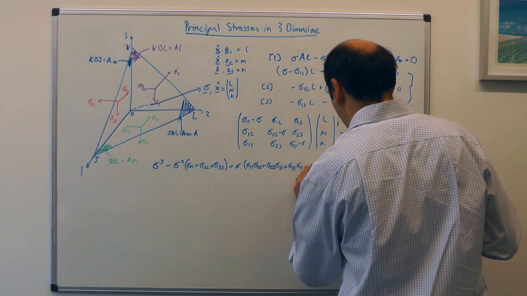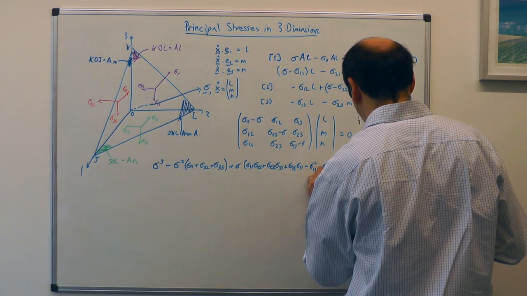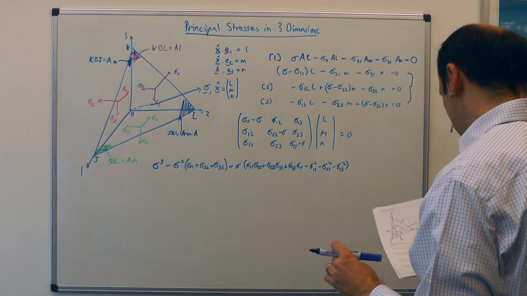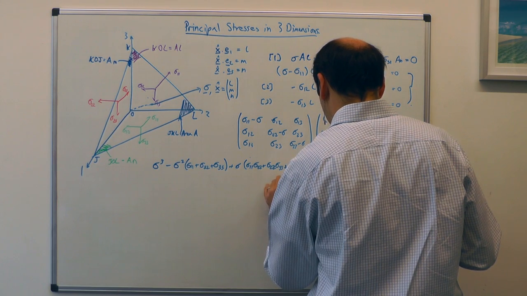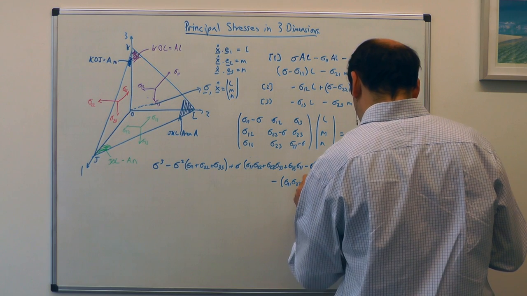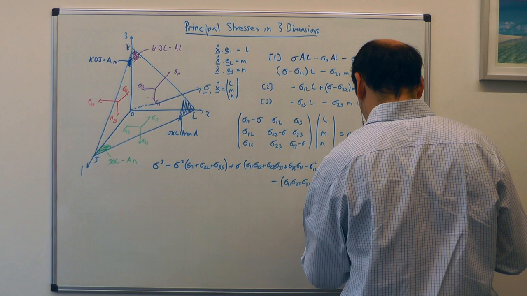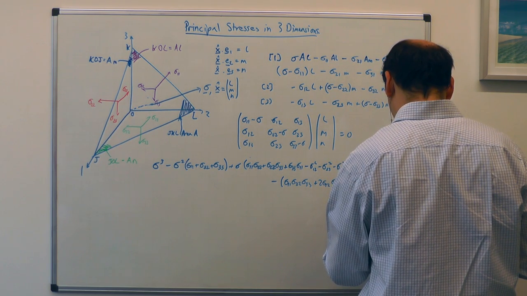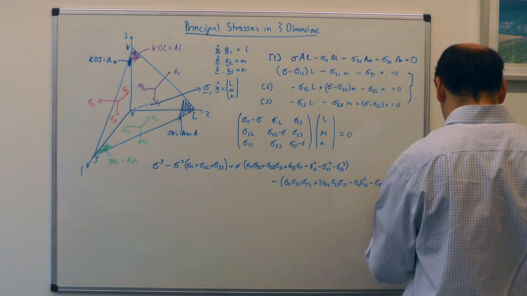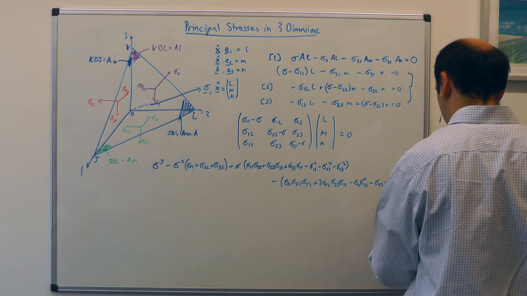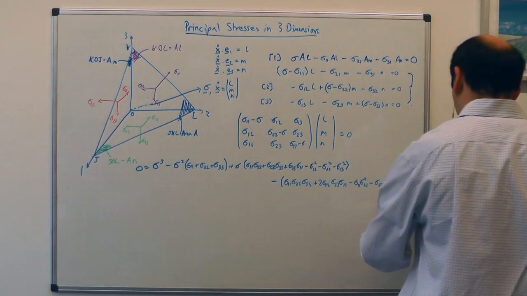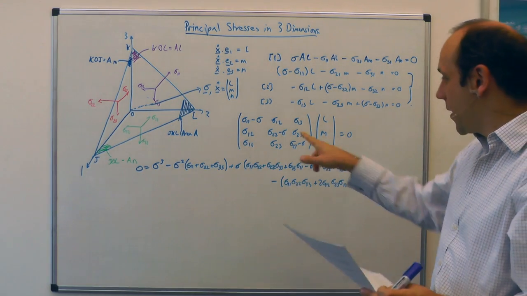Carrying this on, I also have the shears all squared: sigma 1-2 squared, sigma 2-3 squared, sigma 1-3 squared. And then I have the unit term, which is minus sigma 1-1 sigma 2-2 sigma 3-3. And the other ways I can get cubes: twice sigma 1-2 sigma 2-3 sigma 1-3, and I also end up with sigma 1-1 sigma 2-3 squared, sigma 2-2 sigma 1-3 squared, and sigma 3-3 sigma 1-2 squared. But all equal to, since I've run out of space, I'll put my 0 over here. So that's what I get when I multiply out the eigenvalue equation.